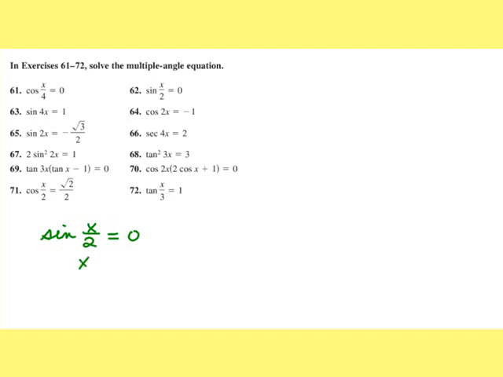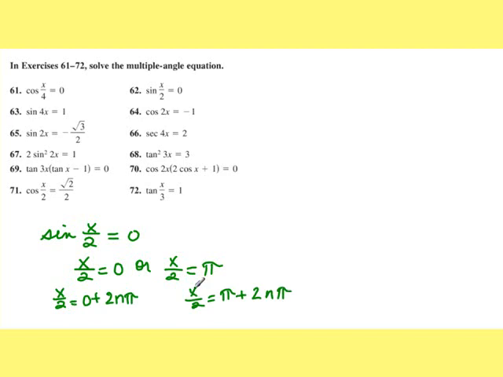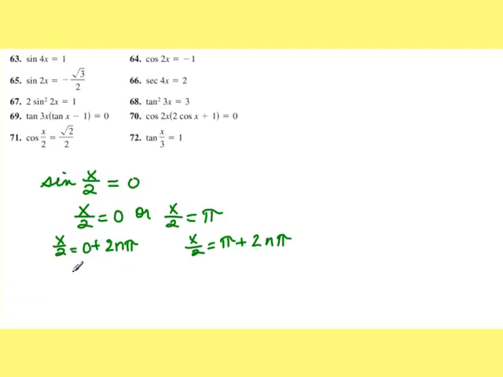So what that means is that x over 2 has to equal 0, or x over 2 has to equal pi. Now, since we're not restricted to the one rotation of the unit circle, we've also got to consider that x over 2 has to equal 0 plus 2n pi, or x over 2 is equal to pi plus 2n pi. So now to solve for x, we can multiply by 2 to get x is really equal to 4n pi, or x is equal to what? 2 pi plus 4n pi.